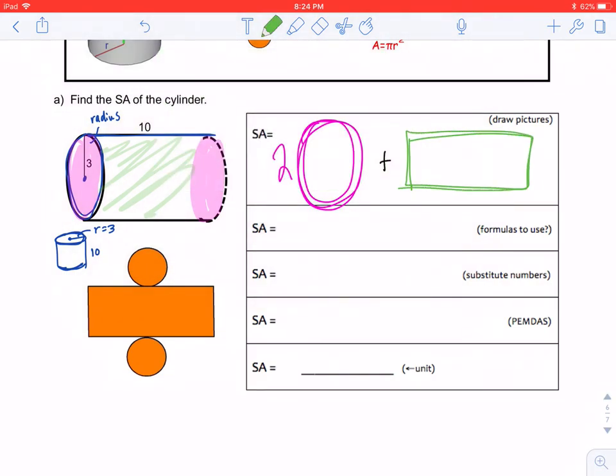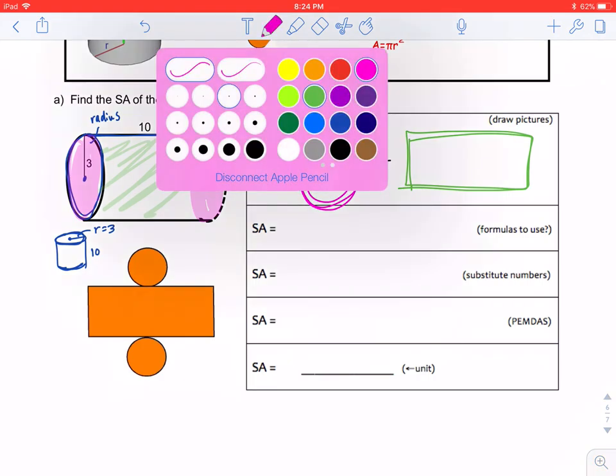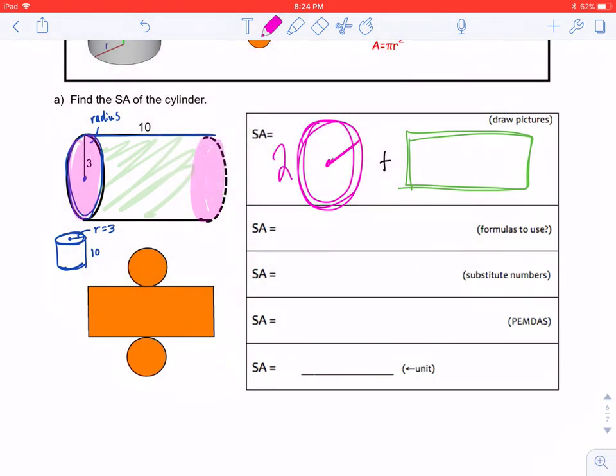Before we go on, let's add the dimensions that we need. To find the area of a circle, you're going to need pi r squared. That's just the formula for the area of a circle. Multiply pi times the radius squared. So first we do the radius squared, and then we multiply by 3.14. R is 3. Let's just add a little 3 in there to know that that's the radius.